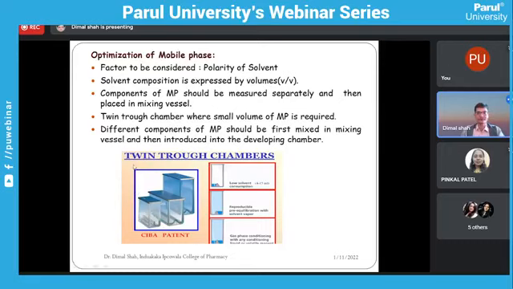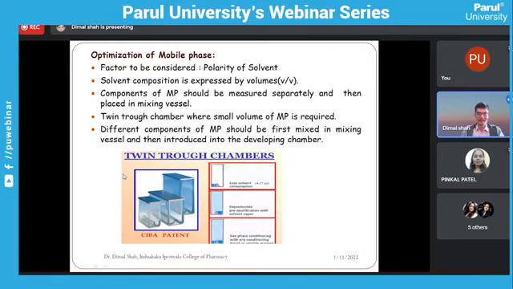Normally, twin trough chambers are preferred as a chamber in HPTLC. The reason is very obvious: the volume of mobile phase required is very low. Second, it is easy to saturate a twin trough chamber. So different components of the mobile phase should be first mixed in a mixing vessel and then introduced into the developing chamber. So this is our developing chamber. At a laboratory level, we are using a beaker whose lid is closed with a tile or a glass tile. In the same way, ready-made twin trough chambers are also available.